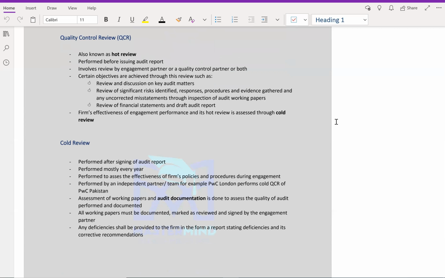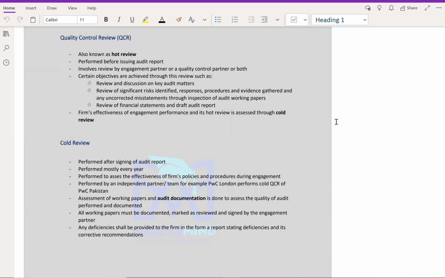Quality control reviewer, which is also called the engagement quality control reviewer, EQCR. This quality control review is basically performed by the EQCR. Also known as hot review. Performed before issuing the audit report. That is, it is part of the engagement. Before you sign off the report, you perform a quality control review. It involves review by the engagement partner or a quality control partner, which is also called the engagement quality control reviewer, or both. Certain objectives are achieved through this review, such as review and discussion on key audit matters.